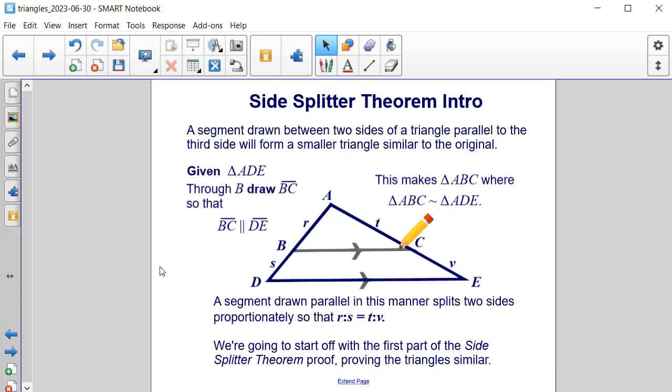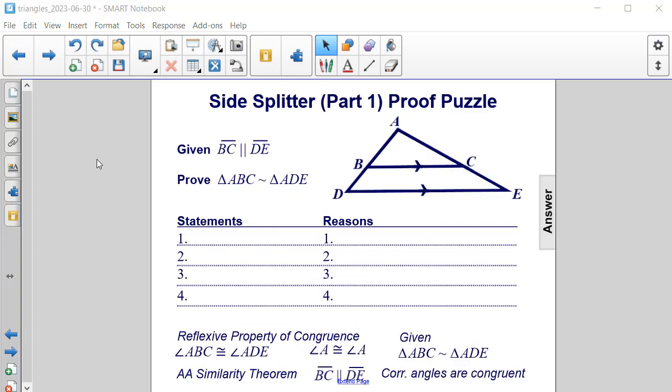We're going to start off with the first part of the side-splitter theorem proof, proving that the triangles are similar. Let's get started with the side-splitter part 1 proof puzzle. We're given that segments BC and DE are parallel to one another, and we need to prove that triangle ABC is similar to triangle ADE.